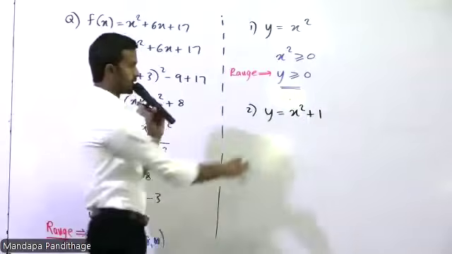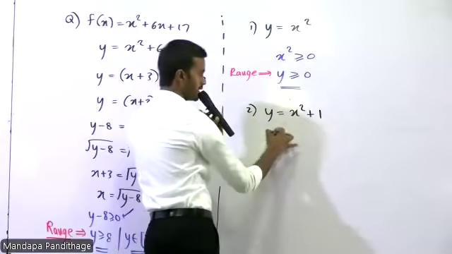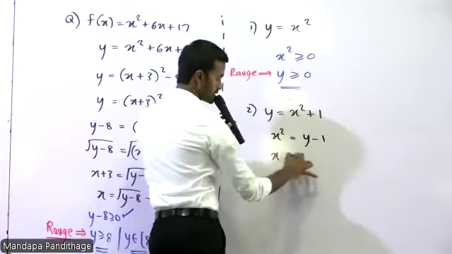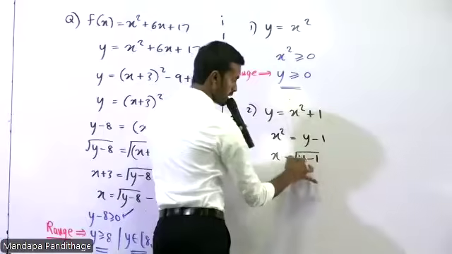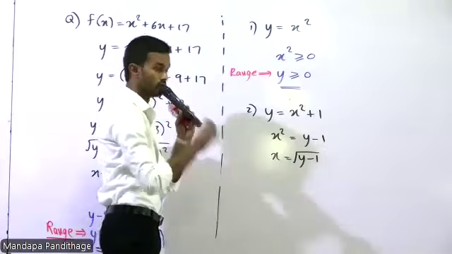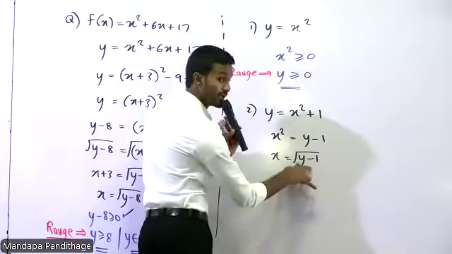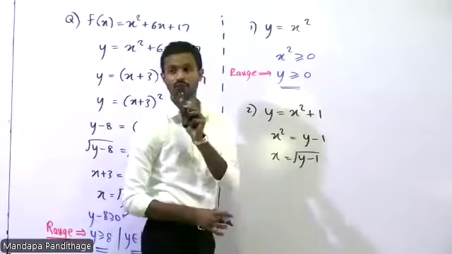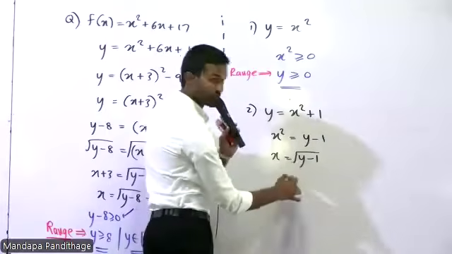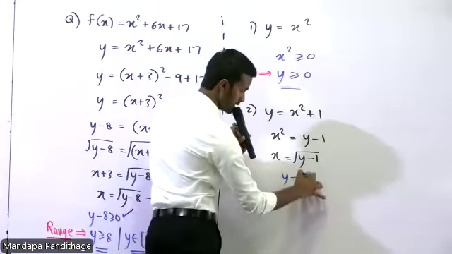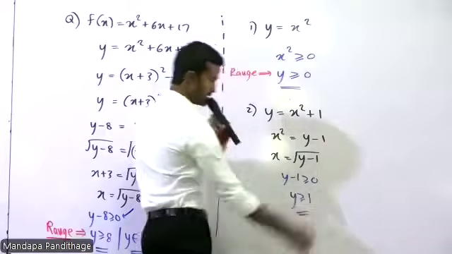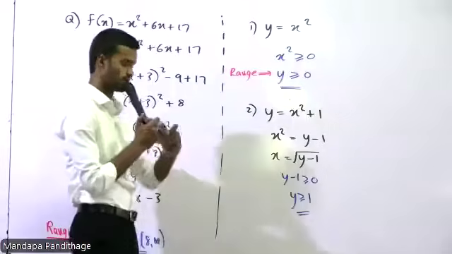If you find the range in the normal way, how did I take the range in the normal way? X squared is equal to y minus 1, so x is equal to the square root of y minus 1. Now tell me, if x is equal to the square root of y minus 1, what is the range? You should talk, otherwise it's boring. So what can you say about the square root? Y minus 1 is greater than or equal to 0. So what is my range? My range is y greater than or equal to 1.